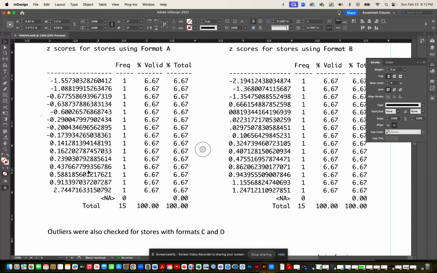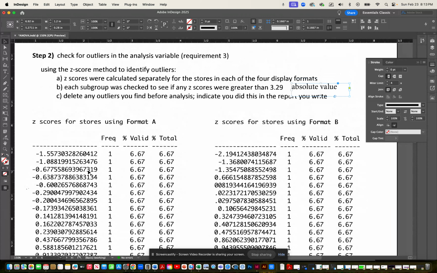And if you did find outliers, then you would have to remove that, and that would be something for you to report in your analysis. So that's what this part is. Indicate you delete any outliers and then indicate you did this in the report you write.